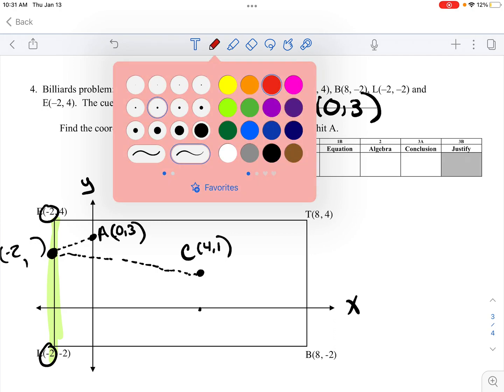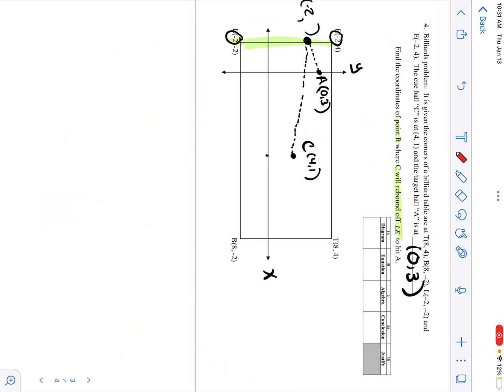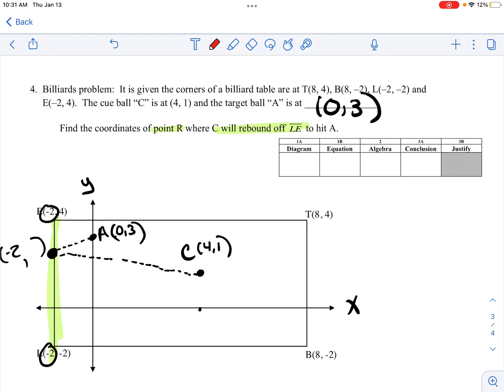Next thing I would do, probably get my triangles. So again, if I go straight down, that makes a right angle. Straight down makes a right angle. And those angles are equal because those are angles of reflection. So I've proven my triangles similar. I labeled my diagram with that part.